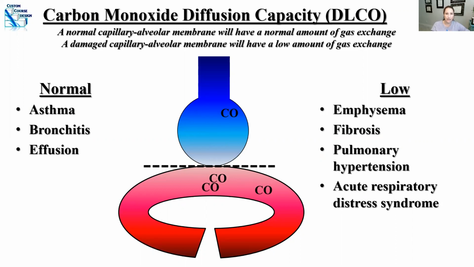A damaged capillary alveolar membrane will have a low amount of gas exchange. So let's pretend we have scarring on that area. In things like emphysema, fibrosis, pulmonary hypertension, and ARDS, acute respiratory distress syndrome, we don't have as much gas exchange because that capillary alveolar membrane is damaged. So that clarifies that test for us.